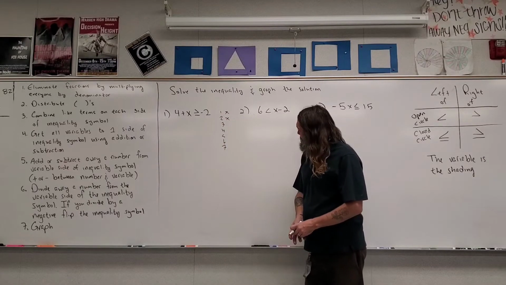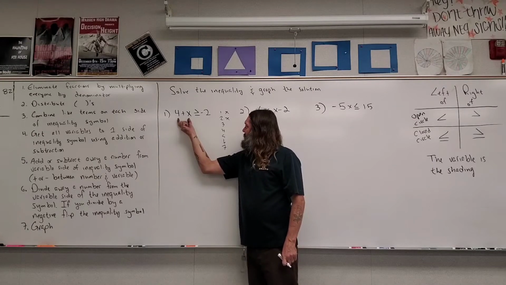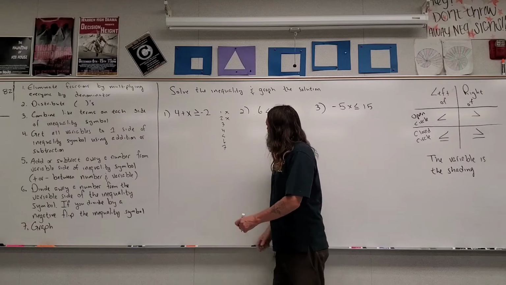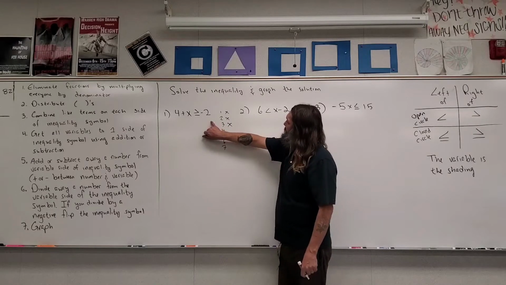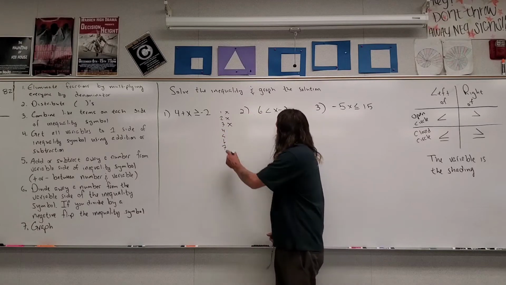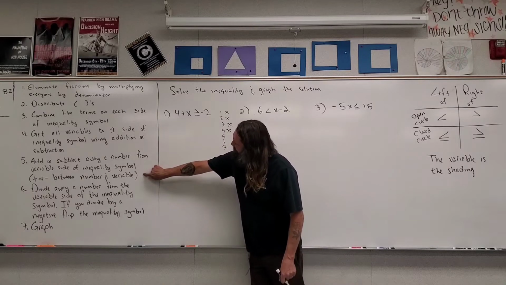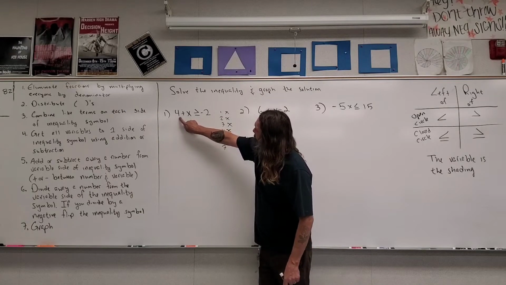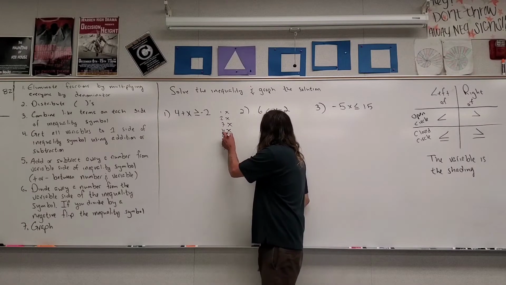Can I combine like terms on each side of the inequality symbol? Can I put these together? No, I can't because they're not like terms, and there's no one to combine with a negative 2. Step 4. Can I get all x's to one side of the inequality symbol? I don't need to because they're all on the left side. Step 5. Do I have a plus or minus between a number and a variable? I have a plus between the 4 and the x on the variable side of the inequality symbol. So I can do step 5.